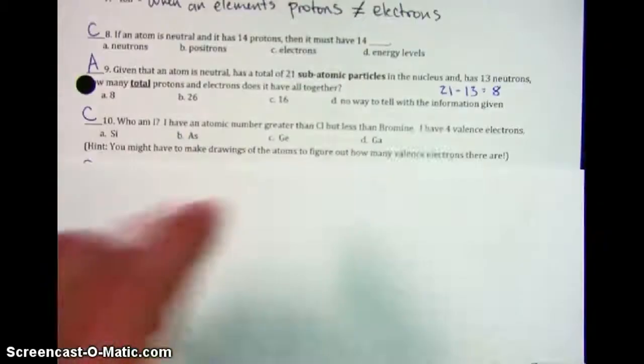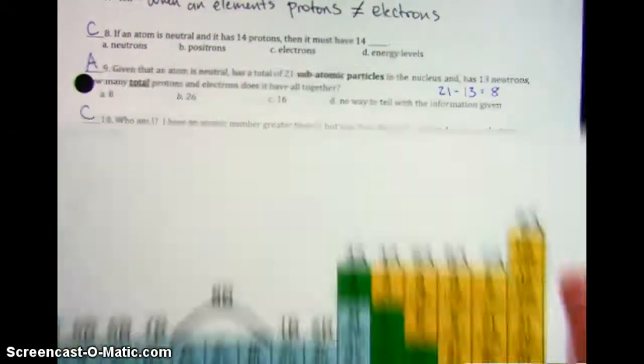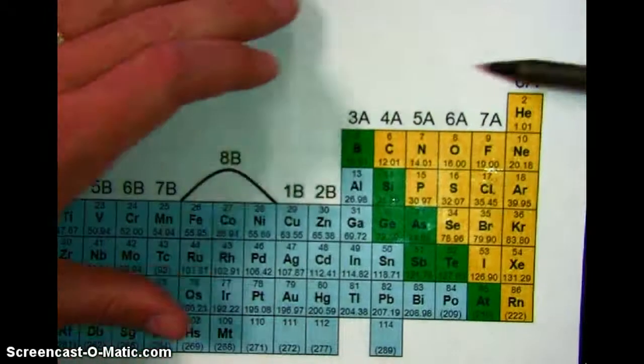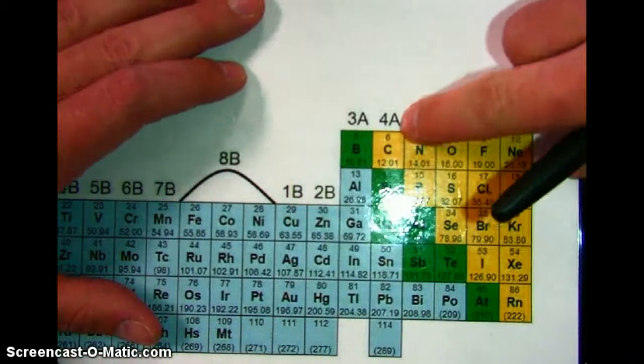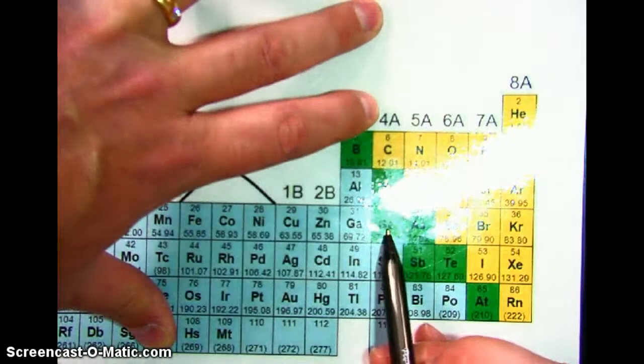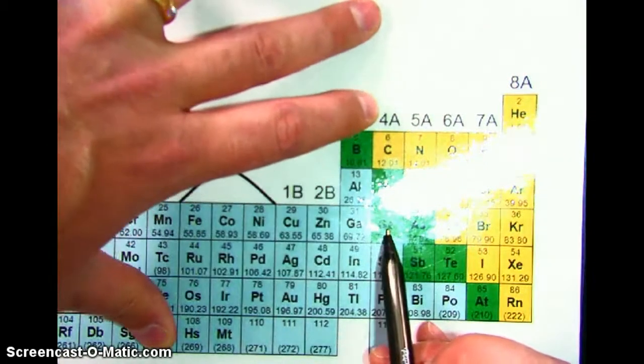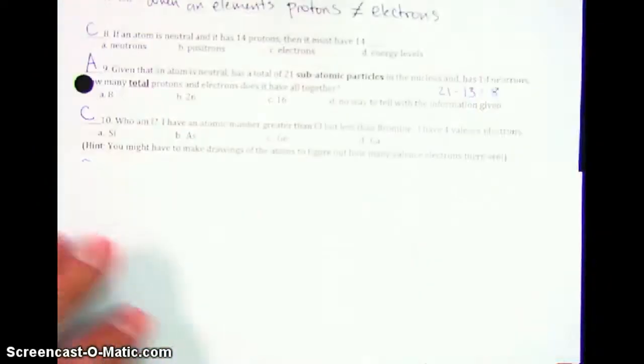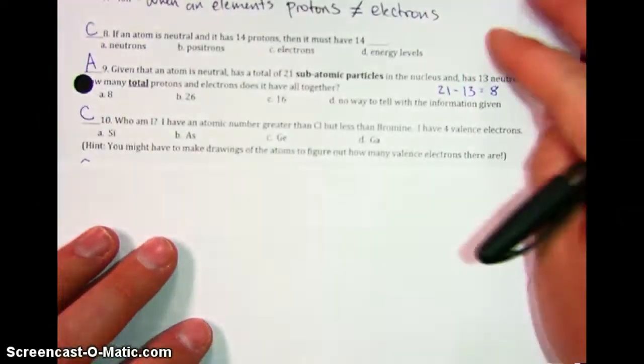The next thing that it tells us is that it has 4 valence electrons. So what we need to do is we need to look in column 4. So in between chlorine and bromine in column 4, that has to be germanium, number 32 on the periodic table. That would be letter C.